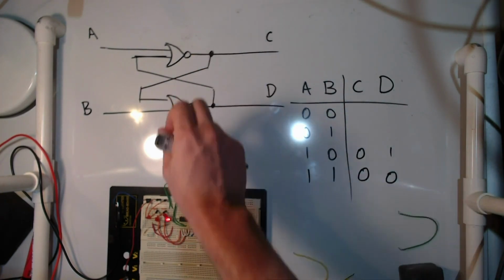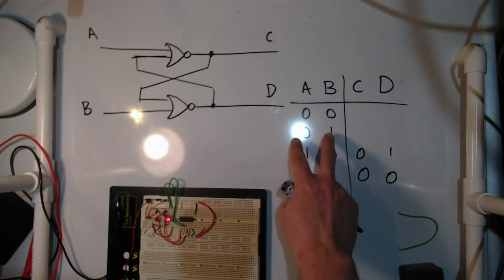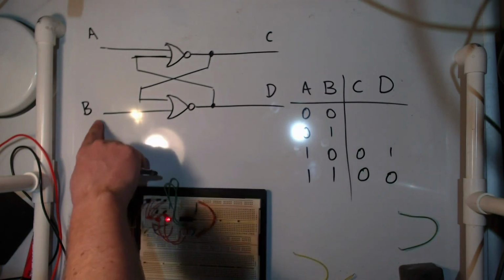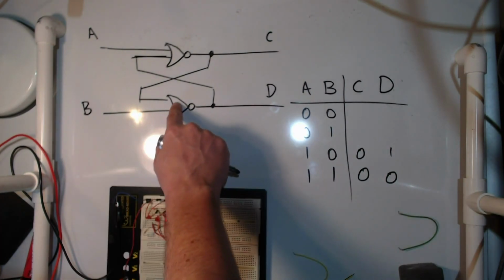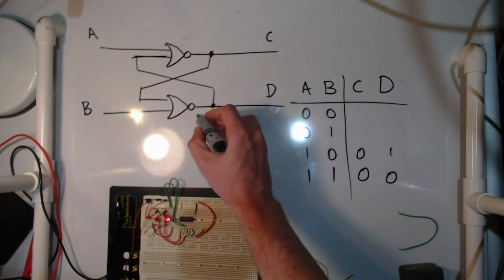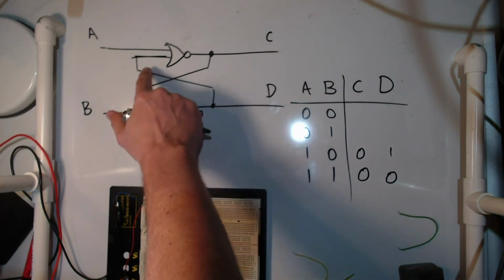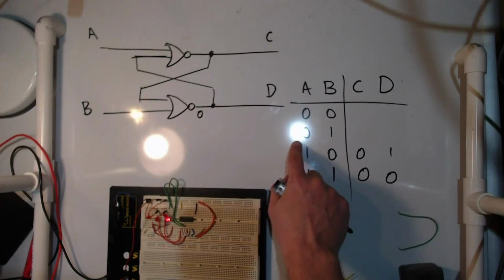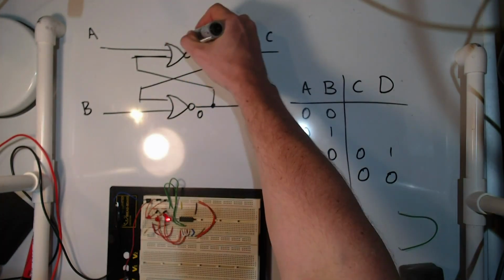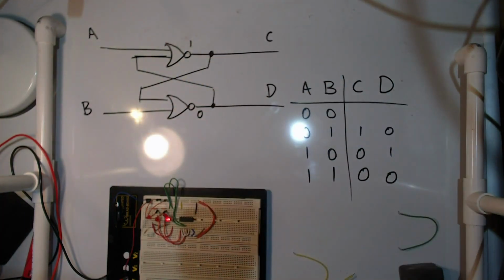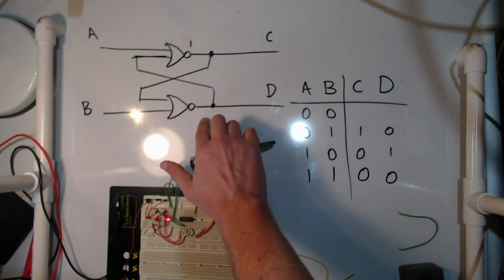Okay, now let's have a look at the case where B is 1. So B is 1, that comes in here. 1 or anything is 1, inverts to 0. And then 0 comes back here, so we have 0. And then it's 0 or 0, which is 0, inverts to 1. So we have this 1, 0.